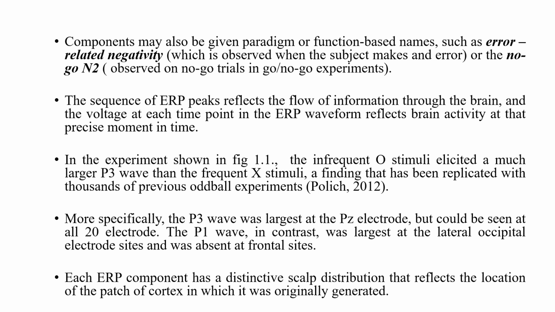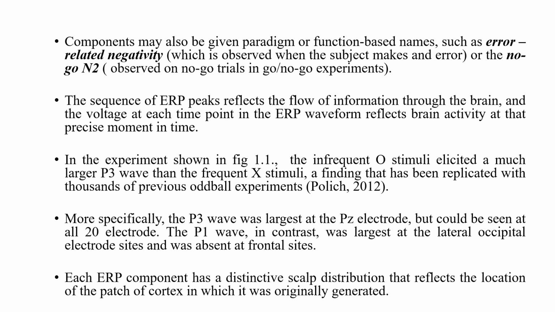More specifically, the P3 wave was also largest at the PZ electrode, but could be seen at all 20 electrodes. So, it was observed at all 20 electrodes, but it was found to be largest at the PZ electrode. The P1 wave in contrast was the largest at the lateral occipital electrode sites and was not present in the frontal site. So, again you can differentiate between which are the peaks, where they are appearing and what time courses they are peaking or not peaking.